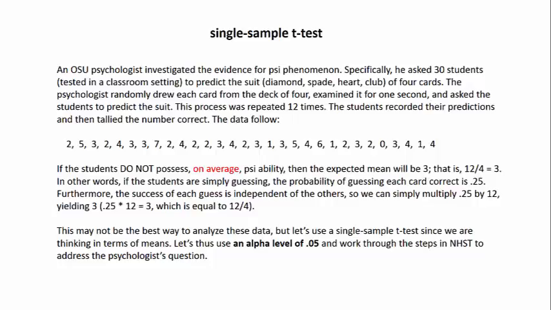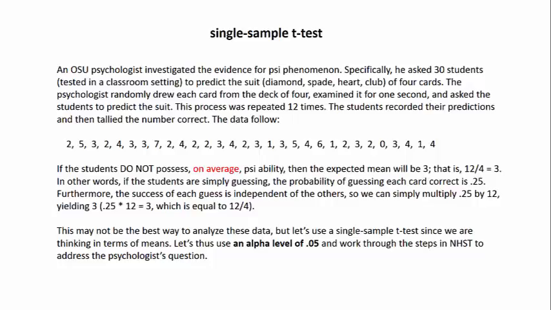Now, we also reasoned that if students are just guessing, then on average the number correct should be 3. That is 12 divided by 4. Now, another way to think about that is if you're just guessing, the probability of guessing each card is 0.25, or 1 out of 4. Remember, there are 4 cards or 4 suits. Now, also, if you're just guessing, then your guesses are independent, whether you get it right or not. So we can just simply multiply 0.25 by 12, and that gives us our value of 3. So that's the expected mean.